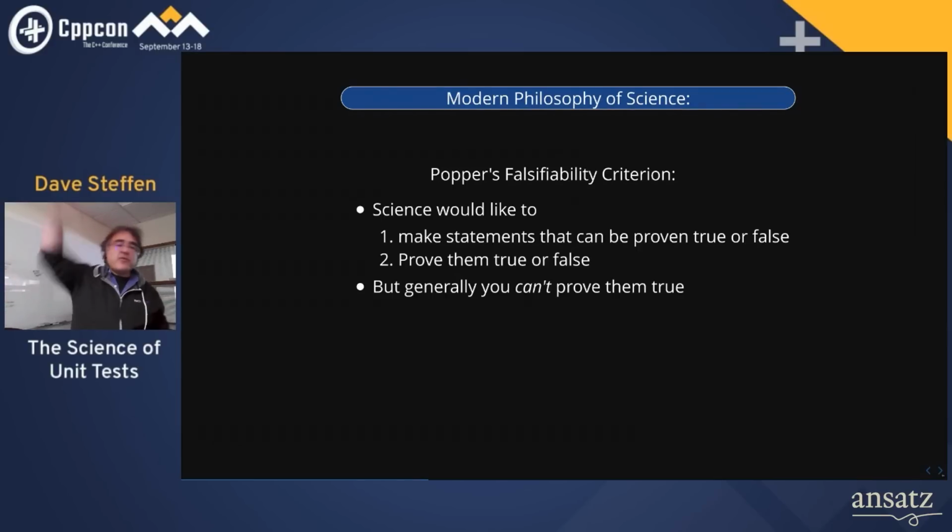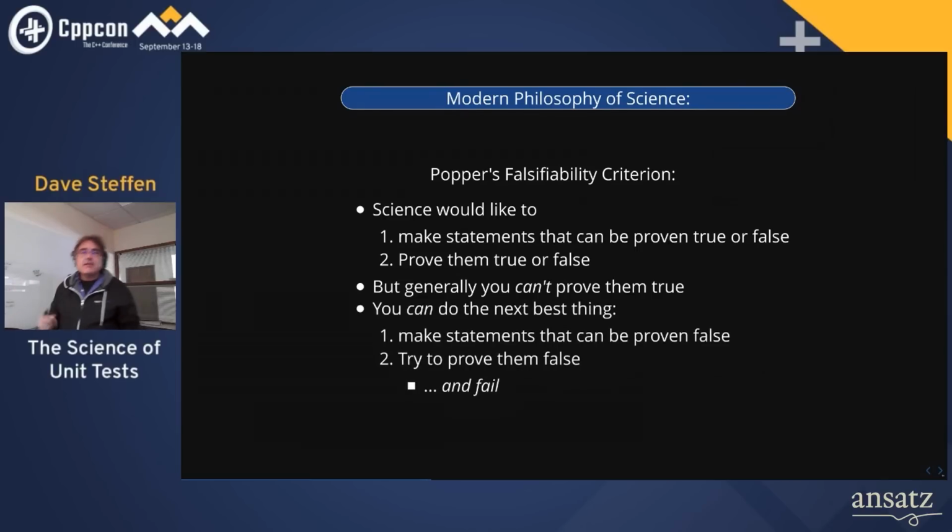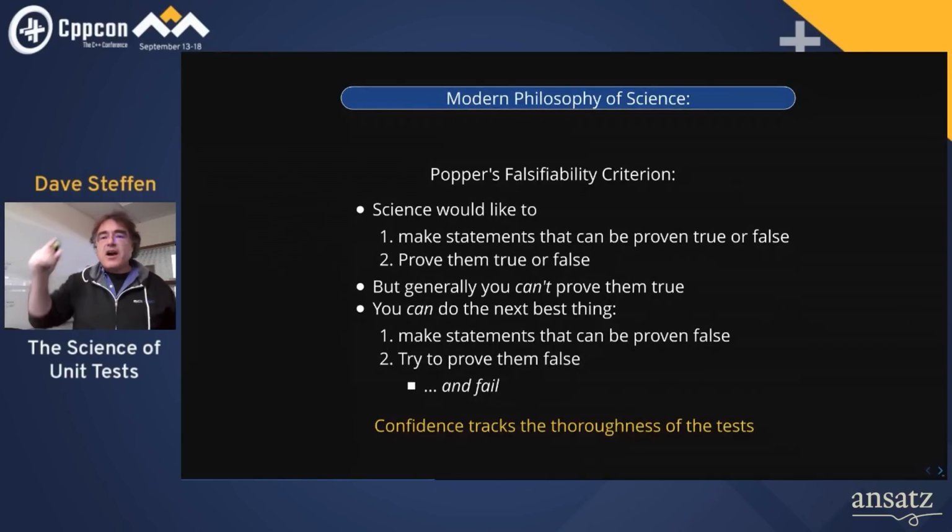There's some object 44 billion light years away at the edge of the observable universe. We can't go look at it to see whether it obeys these rules. It just can't be done. So what science realized is that we have to do the next best thing. We can't prove things true in general, except in very rare cases. But you can do the next best thing, which is to make statements that can be proven false, you try to prove them false and fail. And the harder you try to prove them false and fail, the more you think that they're true. In other words, your confidence that the statement is true tracks the thoroughness of the tests which didn't prove it false.